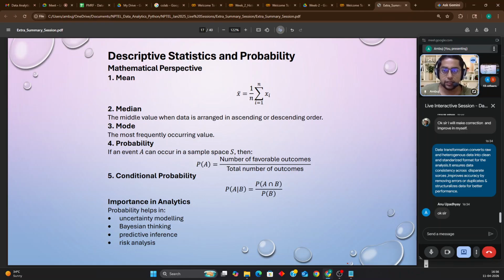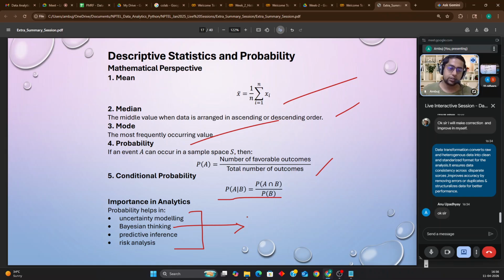Mean you already know. Median is the middle value when data is arranged in either ascending or descending order. Mode is the value which is most frequently occurring. Probability is favorable outcomes divided by total number of outcomes. Conditional probability is given by P(A and B) divided by P(B). It is used for uncertainty modeling in Bayesian modeling, Bayesian probabilistic regression, predictive inference, and risk analysis.